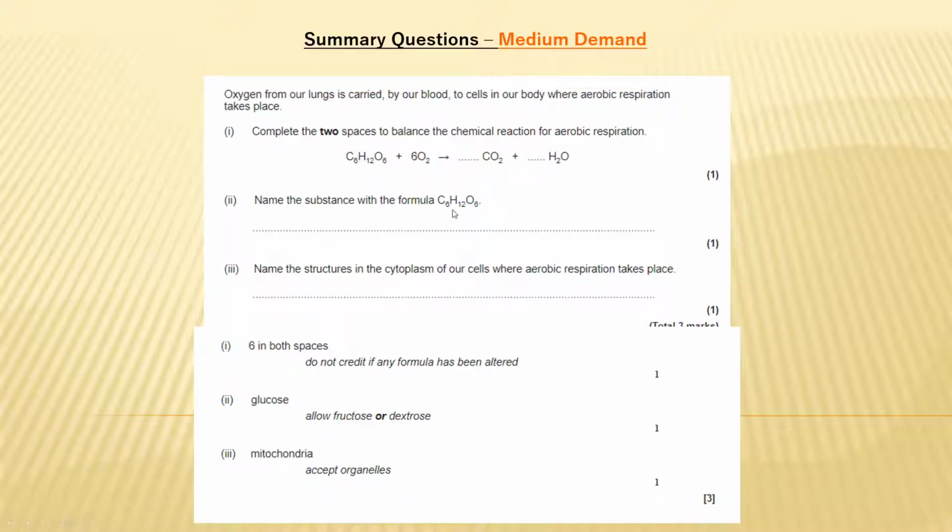Now, naming the substance with this formula is glucose. Now, it does say in the answer here we can allow fructose and dextrose. These are just other sugars, but more commonly what will be seen is glucose in your questions. Name the structure in the cytoplasm of our cells where aerobic respiration takes place. None other than the powerhouse of the cell, that will be the mitochondria.